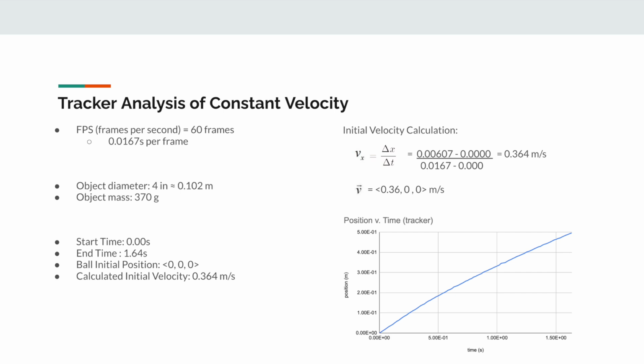The frame rate of the video was 60 frames per second, so each time step is 1/60th of a second. Here's a summary of some other key parameters. The object's diameter was about 4 inches. Its mass was 370 grams, the total duration of the motion was 1.64 seconds, and the initial velocity was calculated as 0.364 meters per second based on position changes over time.